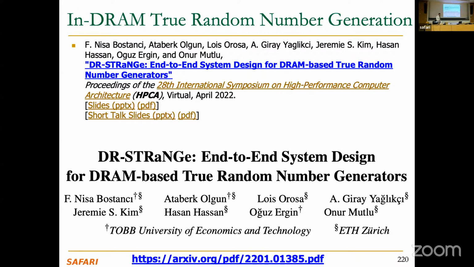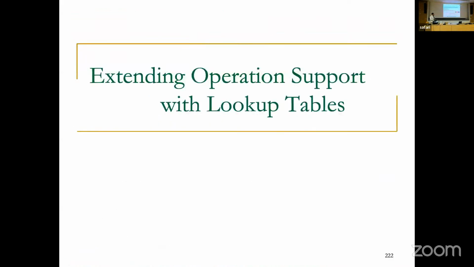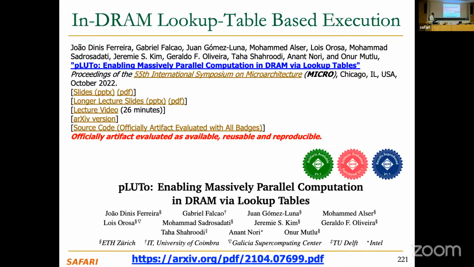So basically the range of operations that can be performed using processing using memory, following the same type of behavior that I mentioned for RowClone, Ambit, and SimDRAM, can be extended for many other types of applications. Another example is processing using DRAM that is a bit different. What I just mentioned is using lookup tables.